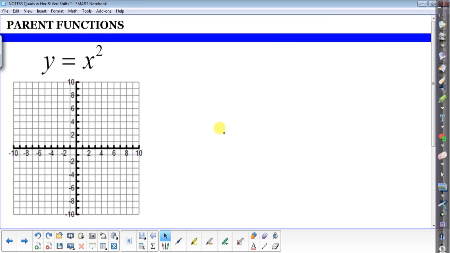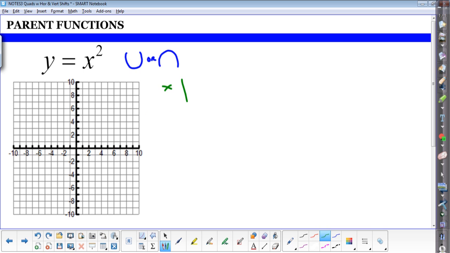Now let's look at the parent quadratic function. This guy is a little bit different. Do you remember what the basic shape of a quadratic looked like? Hopefully you do. It looked like the letter U, or an upside down U. One of the two. So its rate of change is not constant. Because it's not constant, we can't use slope or anything like that. We have to make a table.